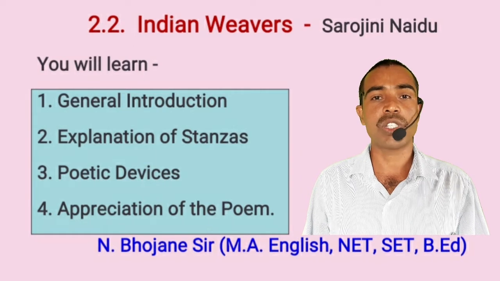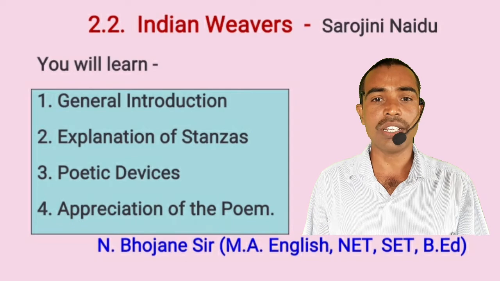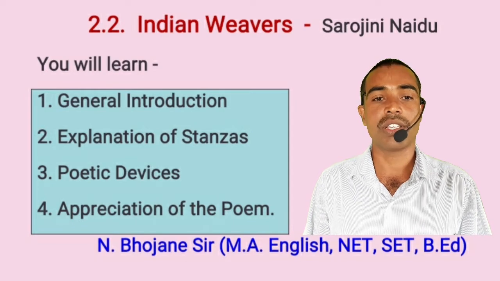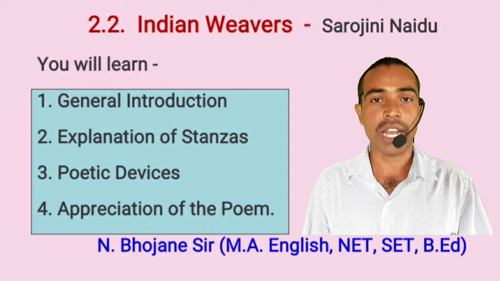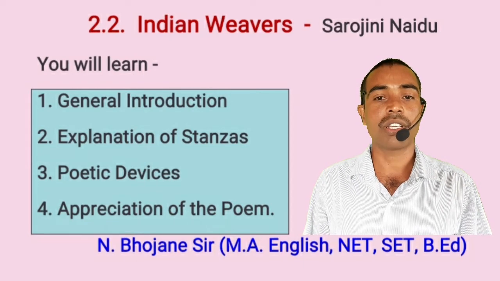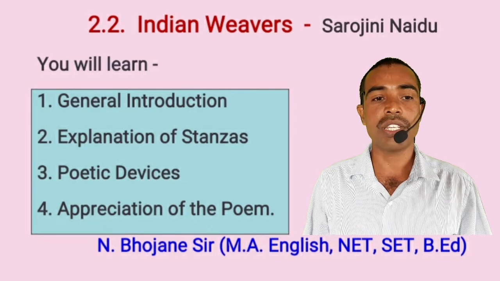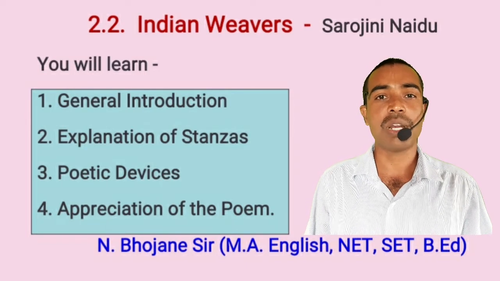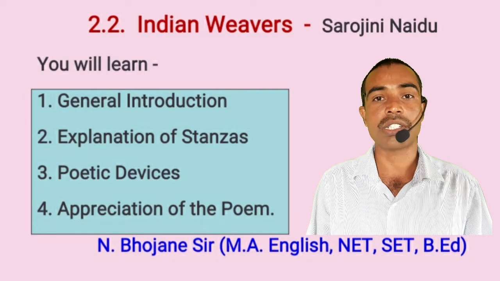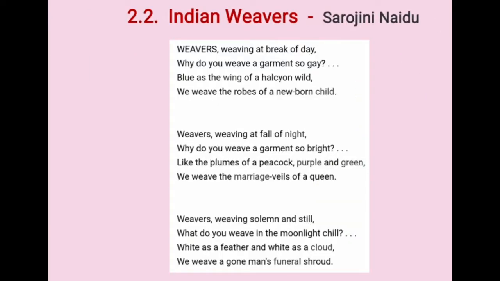"Indian Weavers" is a short poem of three quatrains. A quatrain is a stanza of four lines. In this poem, the poet writes about the three stages of human life: birth, adulthood, and death. She used color imagery in the poem. The entire poem is written in dialogue form. Let's see the poem. "Indian Weavers" by Sarojini Naidu.